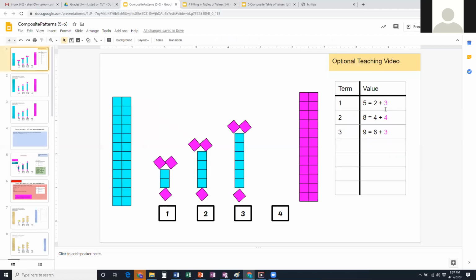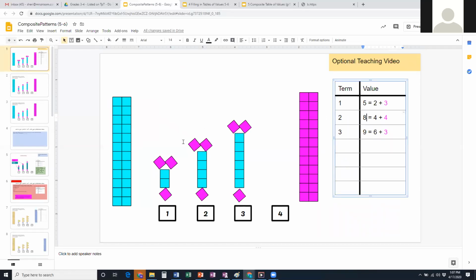So if we were to do this pattern, we would do the value equals term times 2, it's the same, but it would be plus 3. And actually, if you look, I made a mistake there, and that should be a 3, which of course changes our next one to a 7. And that really adjusts our patterns.